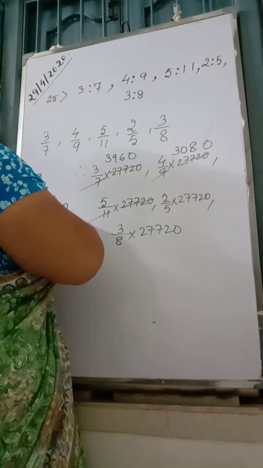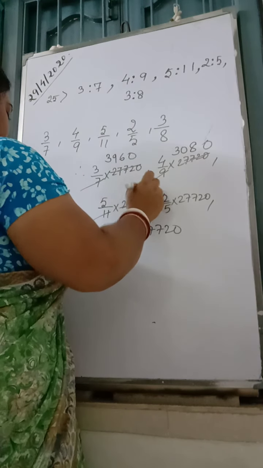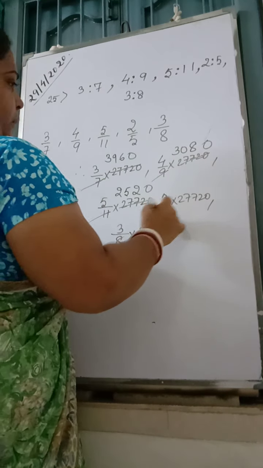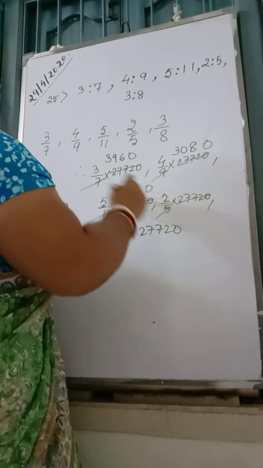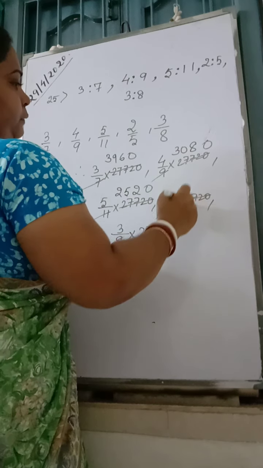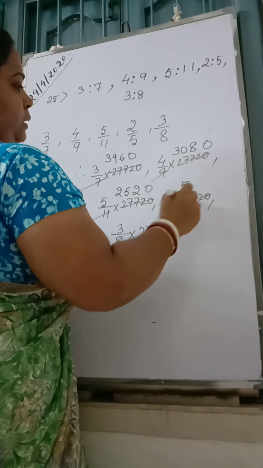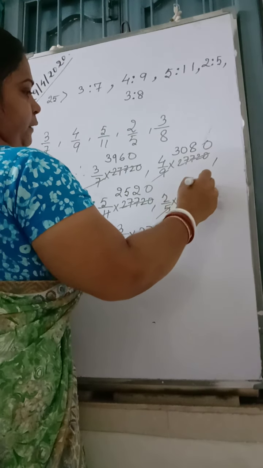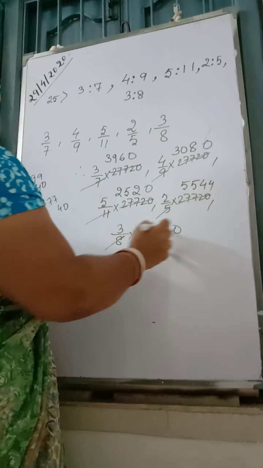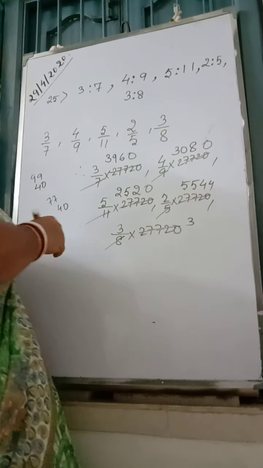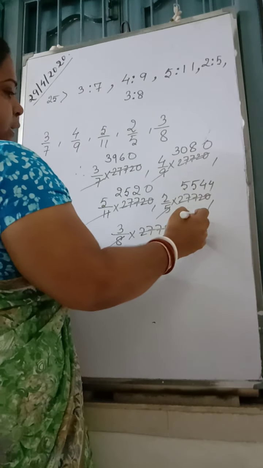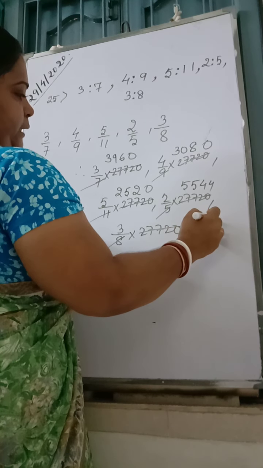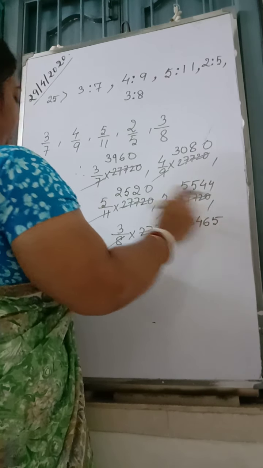63 into 40, 0, 4 3s are 12, 4 6s are 24 and 1, 25. 5 5s are 25, 5 4s are 20. 8 3s are 24, 3, 8 4s are 32, 5, 8 6s are 48, 8 5s are 40.